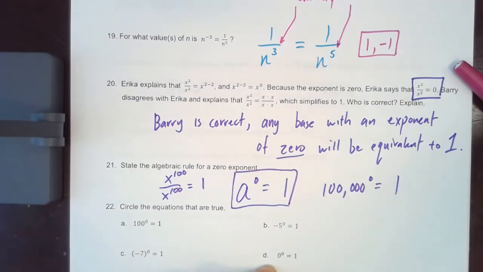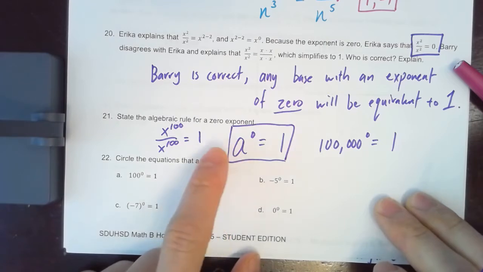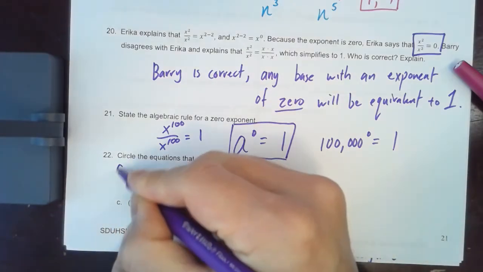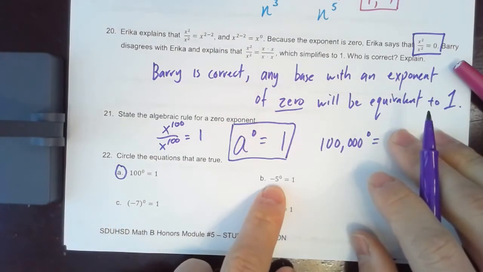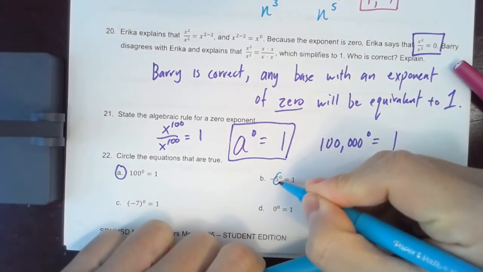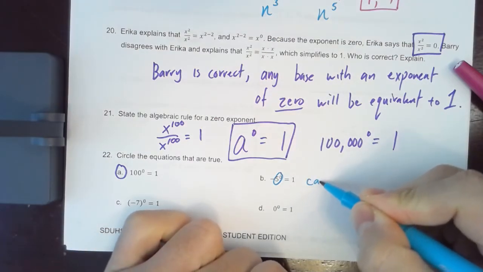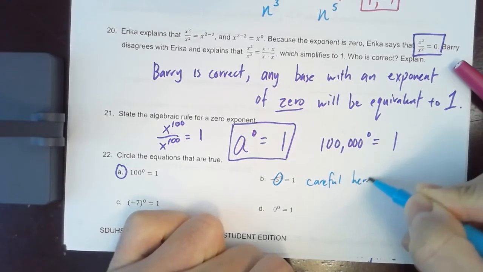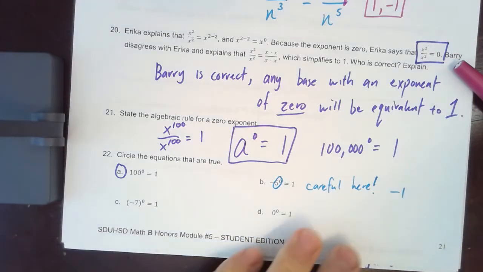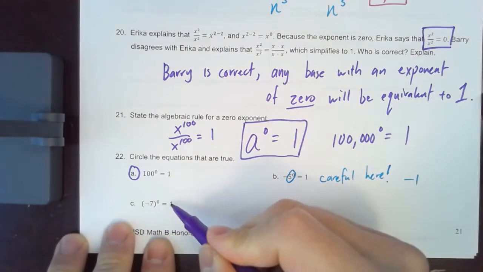Just remember that. However, if I have a negative in front of my term, then it's going to equal negative 1, right? So 100 to the 0 power is 1. We know that's correct. However, negative 5 to the 0 power, we remember that 5 to the 0 is 1, but then we attach the negative at the end. So this is very, very tricky. Got to be careful here. This is not 1, it's negative 1. Okay. Negative 7 to the 0 is equal to 1.